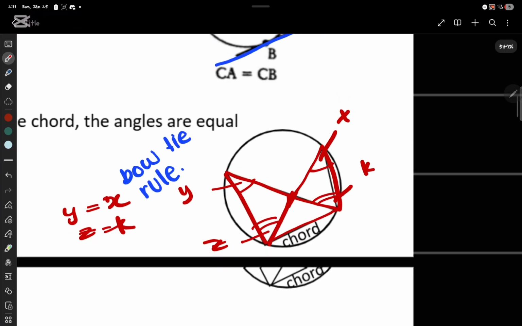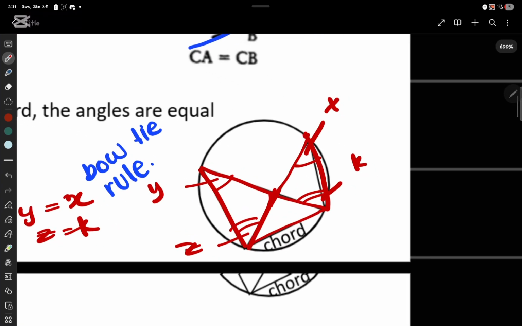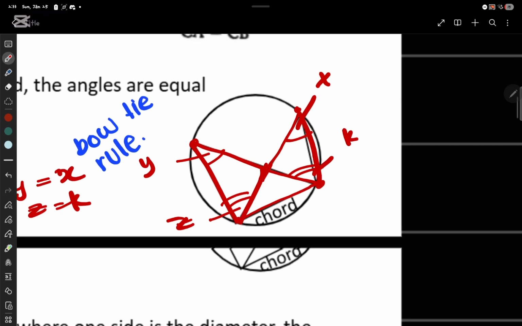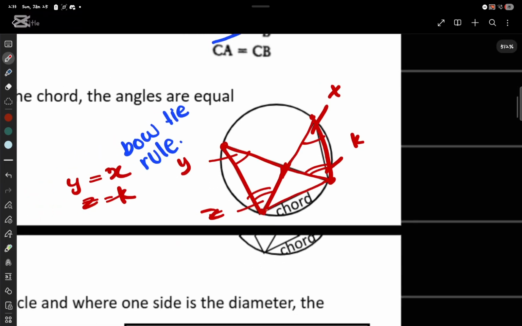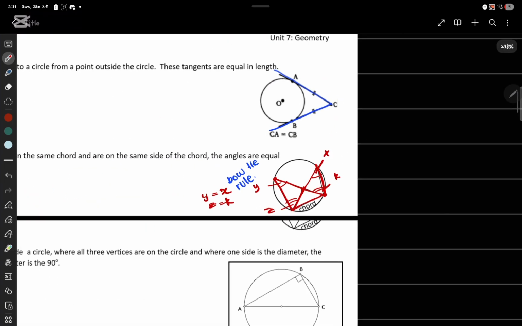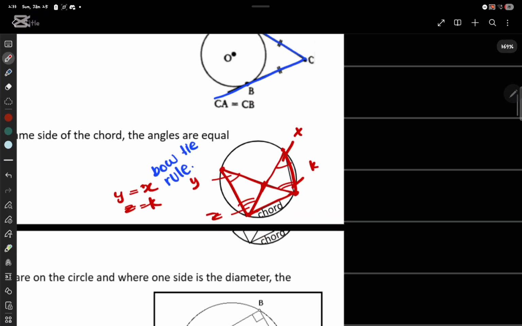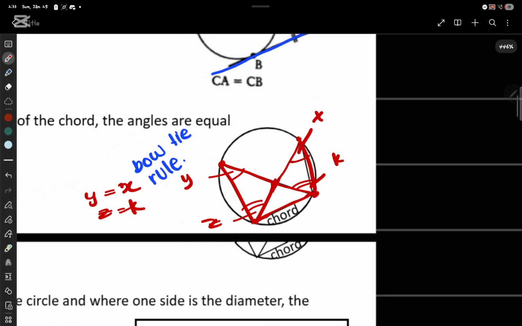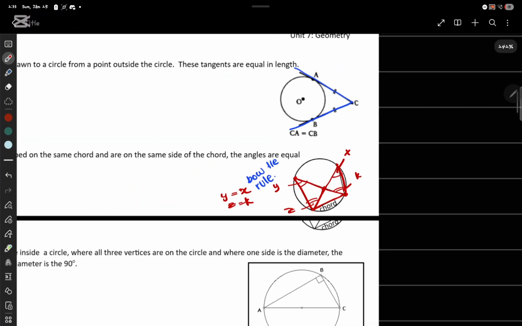And that only happens when these points are touching the circumference of the circle, and they're on the same side of the chord. So these two are the same, these two are the same. Okay, so it's a bow tie rule.